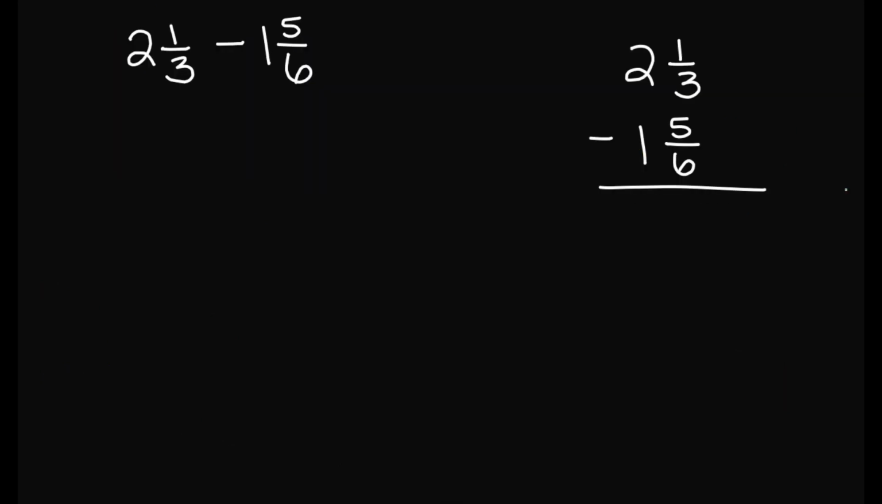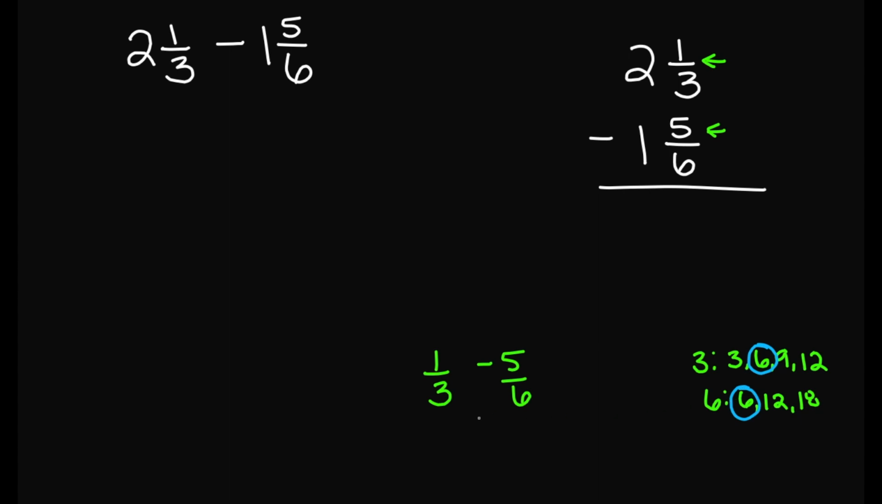Let's look at this example here. So first, notice that my denominators are not the same. Since my denominators are not the same, then I do need to find a common denominator. List the multiples for my 3 and my 6. And the least common multiple between the two is going to be the number 6. So that means I need to get 6 in my denominator so that we can subtract. If I look at my fraction here, 1 over 3, I'm going to multiply top and bottom by the number 2. And then on this side, my 5 over 6, I'm going to multiply top and bottom by just the number 1.